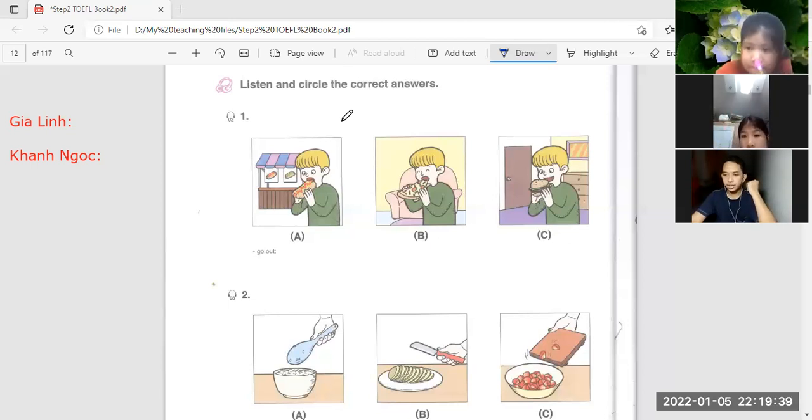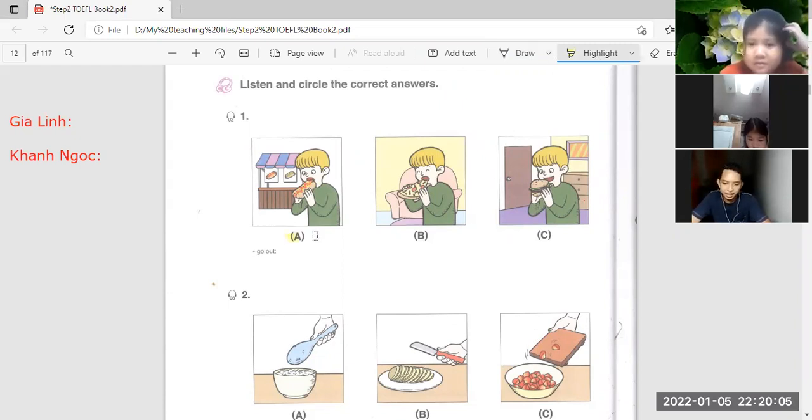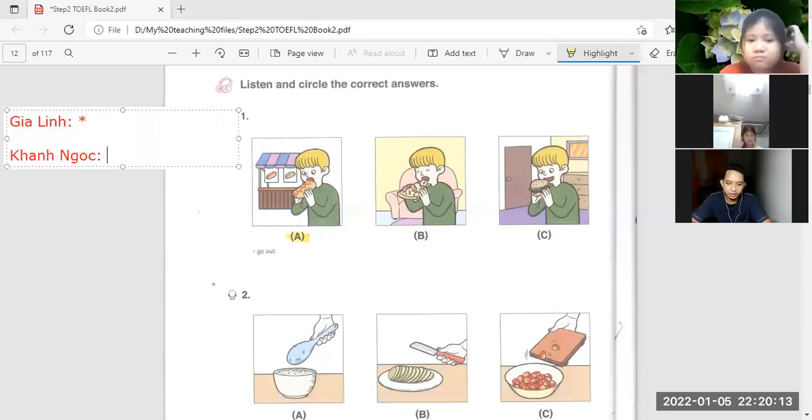Okay, what is the boy going to have for dinner? Kangak, what about you? A, B, or C? I choose A. What is he eating? He is eating hot dog outside. What about Yelling? What is your answer? It's A. Are you sure? Yes, I'm sure. So the correct answer is A. Very good. So everyone got 1 star. Ready for the next one?